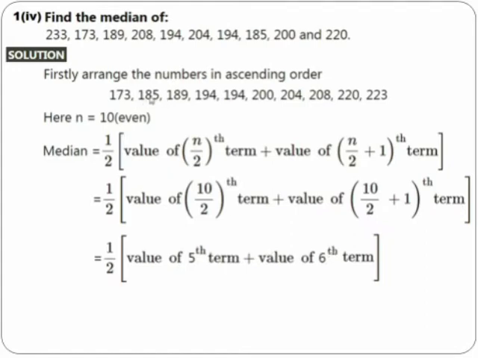Now what is the fifth term here? 1, 2, 3, 4, 5. So this is your fifth term, and your sixth term is 200. So that's why you have this much, right? Plus is there, add them, you get 394, and 2 and 394 get cancelled, you get 197. That means your median for this data is exactly 197. Pause the video and note down your solution.